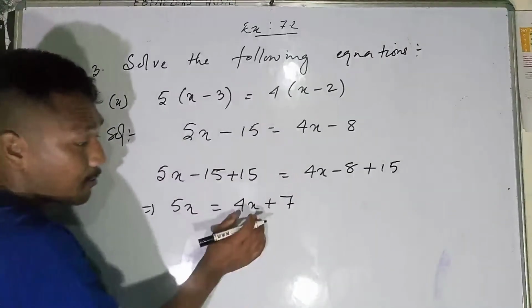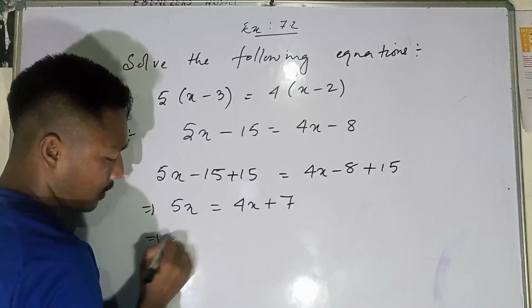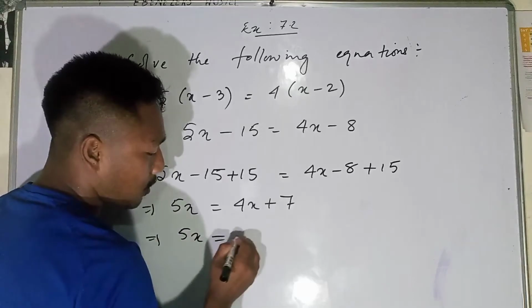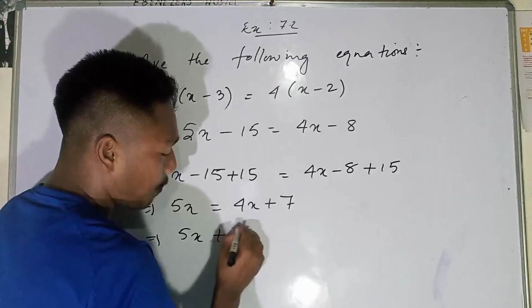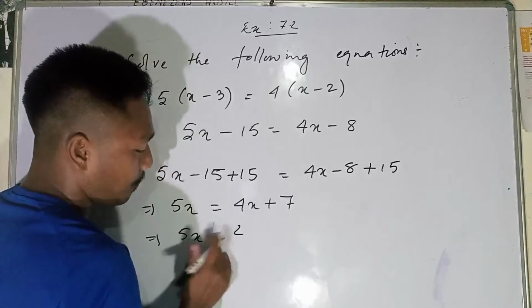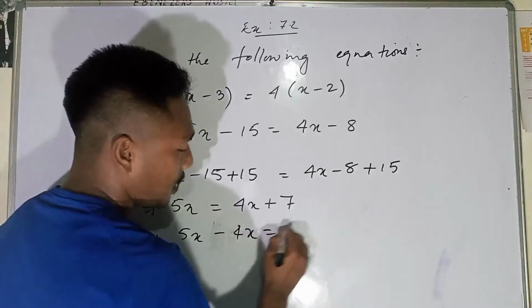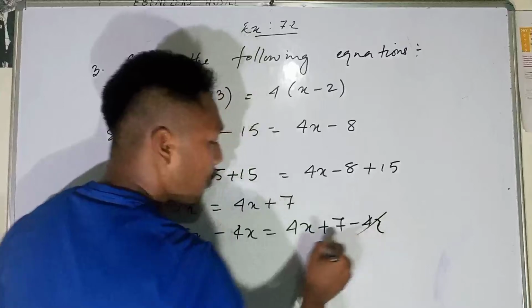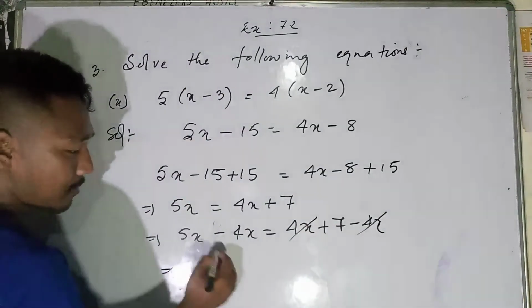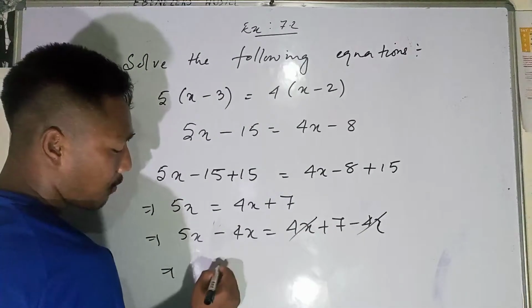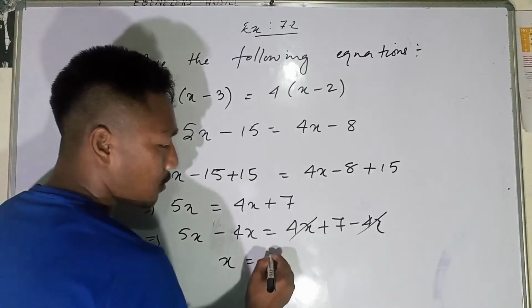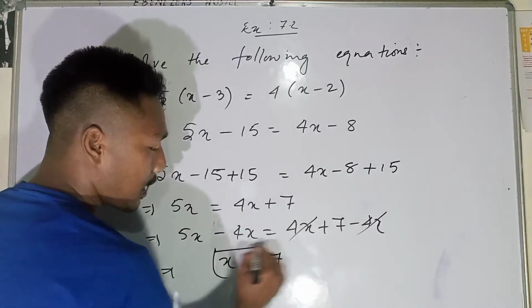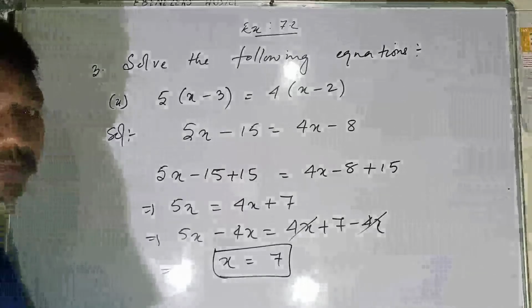So now I will try to remove this 4x. What shall I do is that 5x equal to, then I will subtract both sides by 4x. Is equal to 4x plus 7 minus 4x. 4x and 4x cancel. 5 minus 4 will become 1. That means x is equal to 7. What is our x? X is equal to 7.